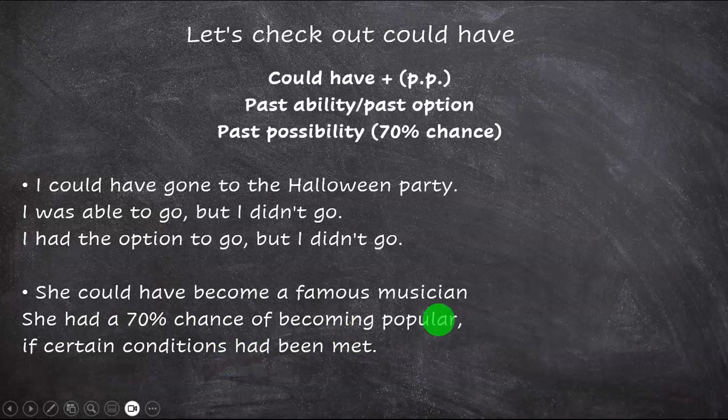Now she had a 70% chance of becoming popular if certain conditions had been met. Maybe if she knew somebody in the industry, maybe if she would have taken part in that particular contest like an Indian Idol or something, and she would have, okay. So she could have become a famous musician. She had the talent, right? So past possibility. So friends, I hope could have is also clear to you now. Okay, it is past ability plus past possibility with a 70% chance. And we talked about would have, which had a 100% chance.